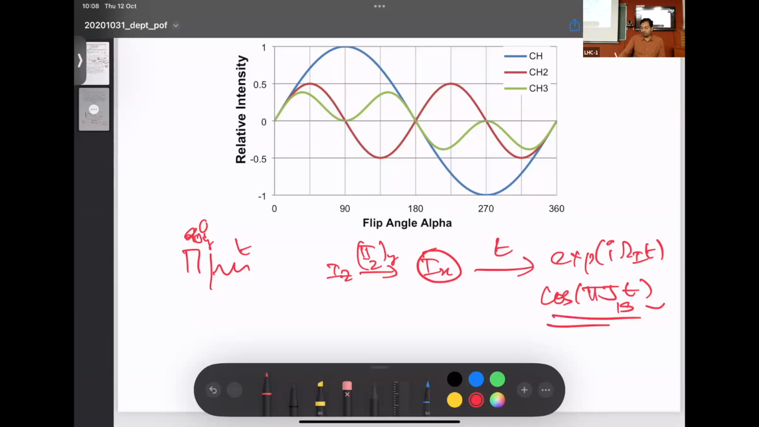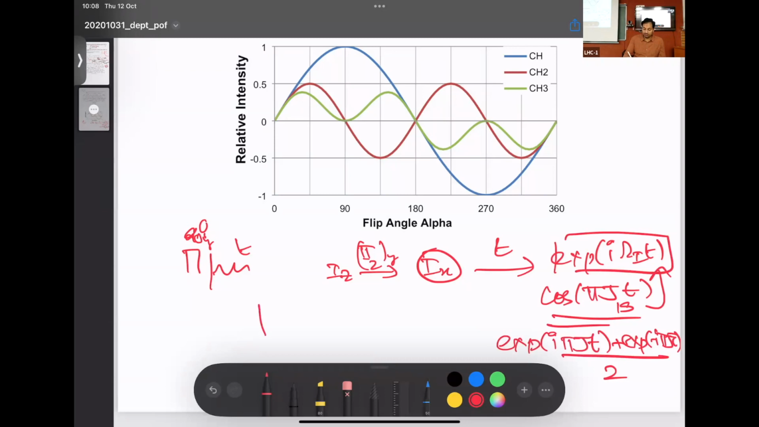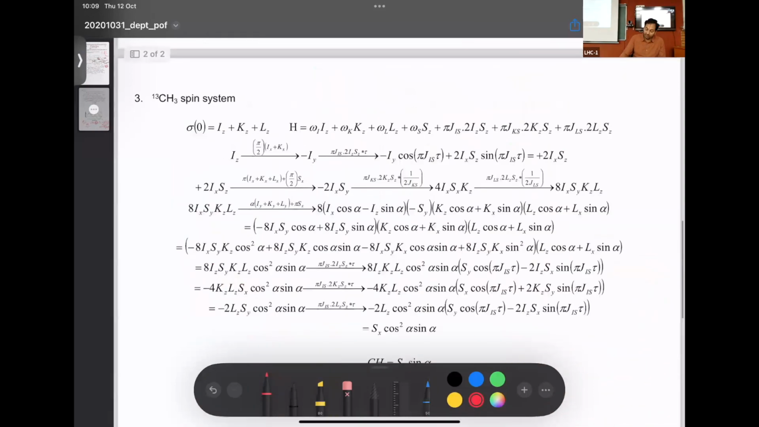And we know that cos modulation of exp I omega t is nothing but exp I pi J t plus exp minus I pi J t divided by 2. And therefore, this is going to just come up as two delta functions centered around omega I split by 2 pi J. So I'm not going to write this anymore. We know that if we end up getting an operator, we know how the signal is going to look. So that's what we ended up seeing yesterday for the DEPT for CH.